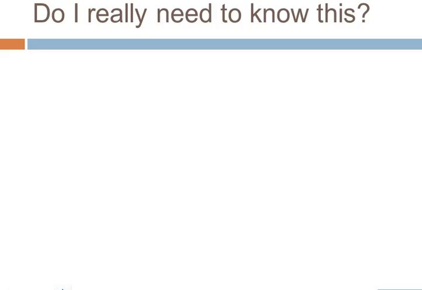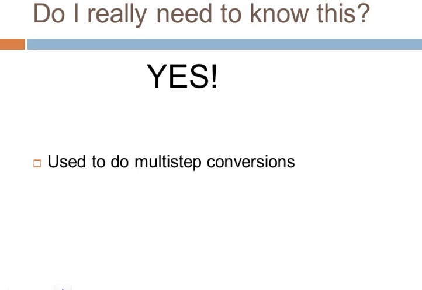You may be asking yourself, do I really need to know this? It's math, you said. It's a chemistry class. Do I need to know it? Absolutely. I can't emphasize enough how important it will be for chemistry students to master this. It is used a lot. Anytime you have to do conversions from one unit to another, factor label is the strategy you want.